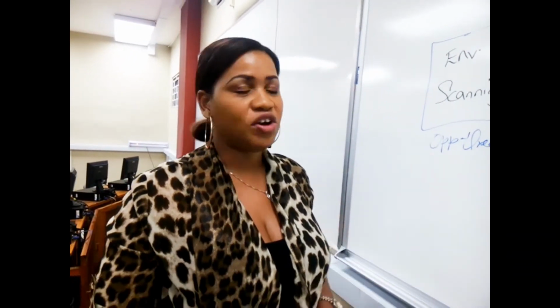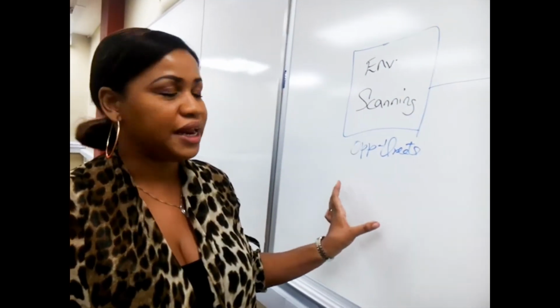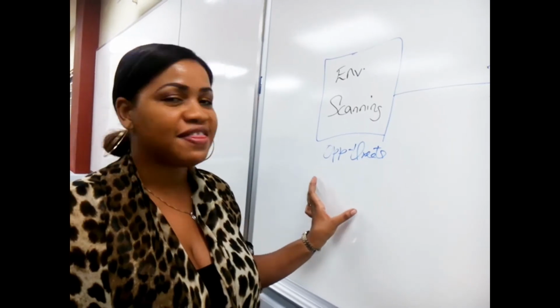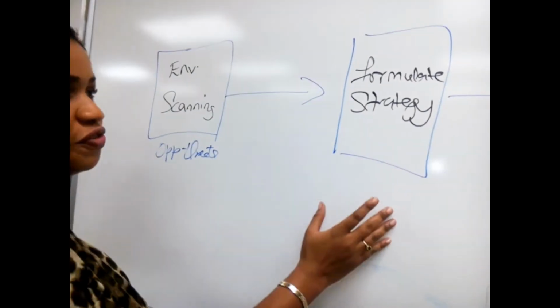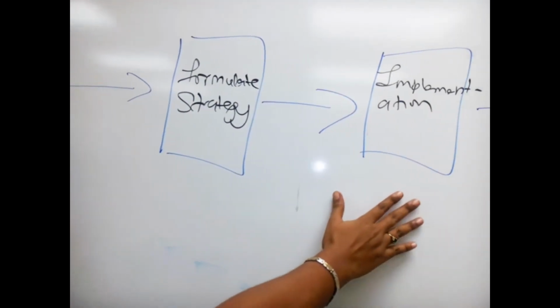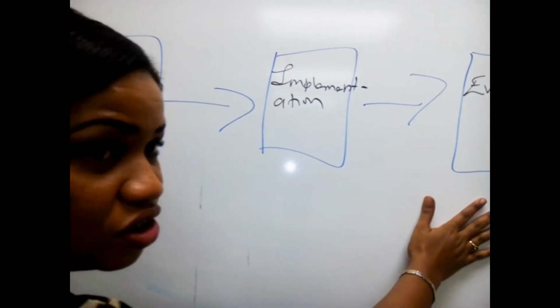Just to remind you, we are now at the first stage of the strategic management process, which is environmental scanning, and we are looking at the opportunities and threats in the industry. Later on in the course, we're going to be looking at strategy formulation, implementation of that strategy, and finally, evaluation and control.